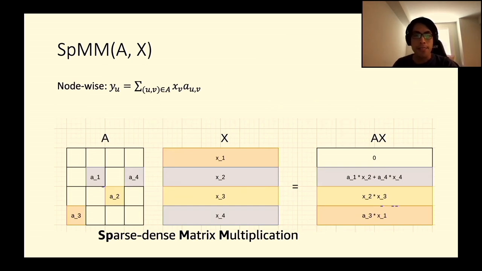The other sparse operation is sparse-dense matrix multiplication, SPMM. This is actually the simplest version of the node-wise operation. In this operation, to compute the node output row U, we sum over all rows V of matrix X, where the sparse matrix A has non-zero values in row U and column V.